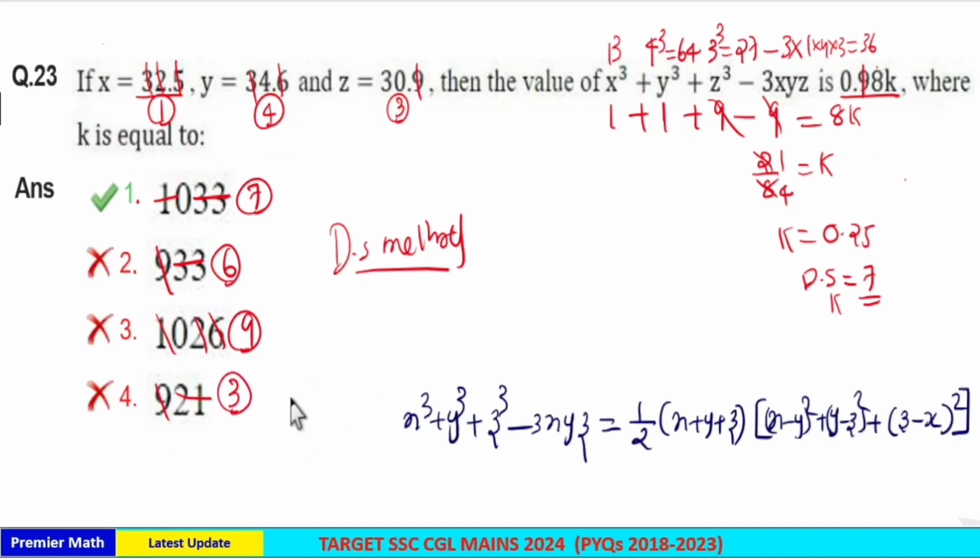Using formula is too difficult here. Here if you want to use formula, you can use this formula. But you can see this is very time consuming method.